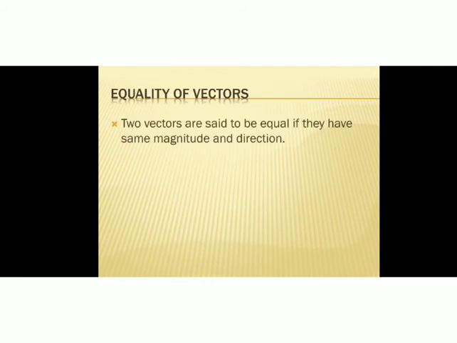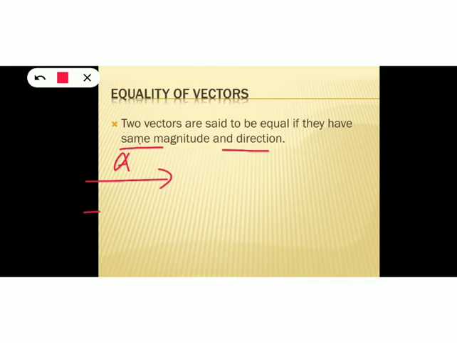Next, let's discuss equality of vectors. So when do we say that two vectors are equal? Two vectors are said to be equal if they have same magnitude and same direction. Okay, so consider these two vectors, vector A and this is vector B.